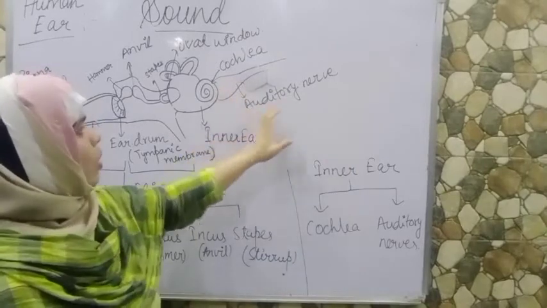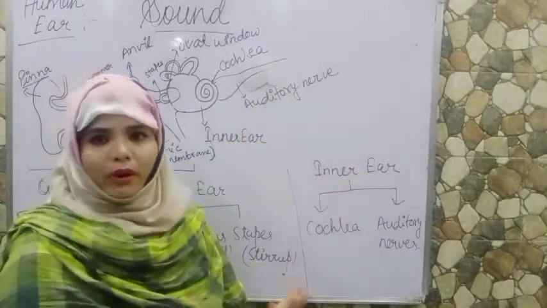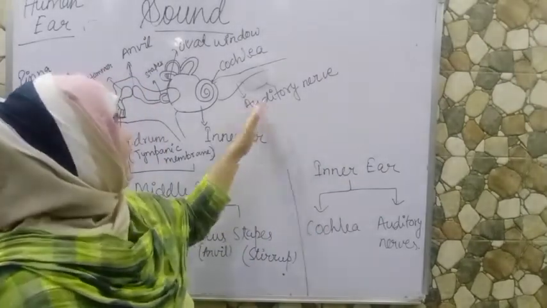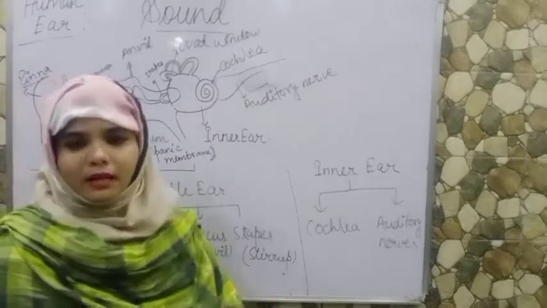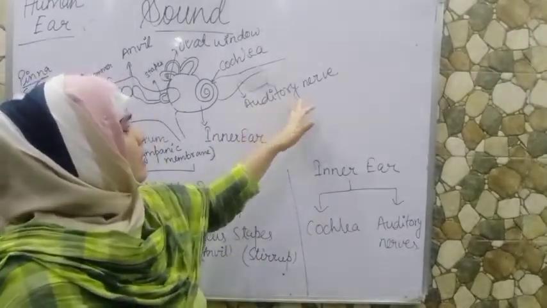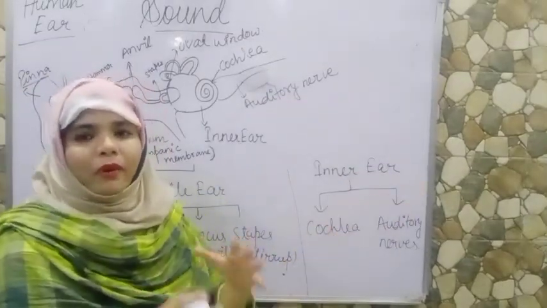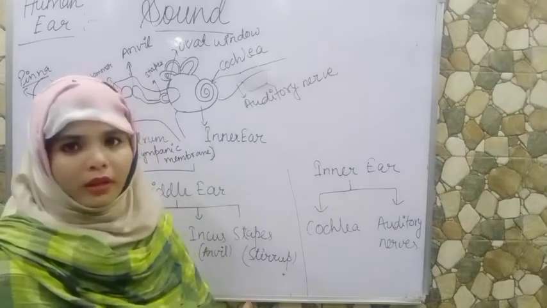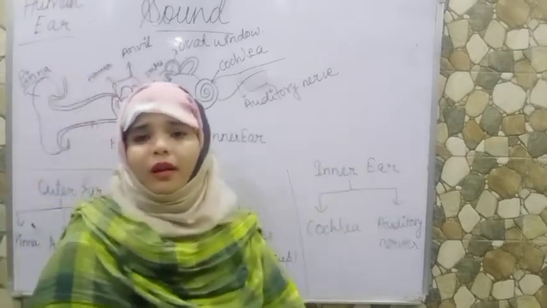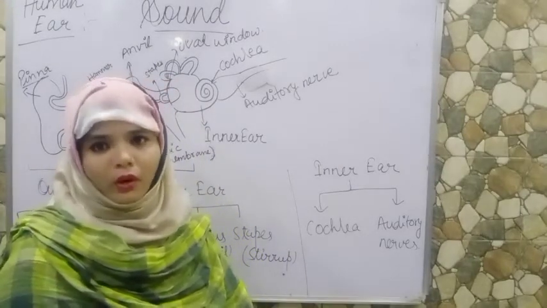Cochlea sends it to the auditory nerve, and the auditory nerve brings that sound to the brain. The cochlea converts our sound into electrical signals, and these electrical signals are carried by the auditory nerves to the brain. The brain gets what sound came, and we hear the sound, because you know that the brain controls all the activities of our human body.